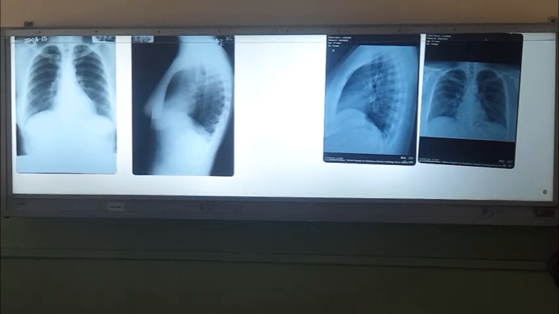Here we have seen enough cases like this, people suspecting hilum mass and all. The only problem is the rotated film, right?